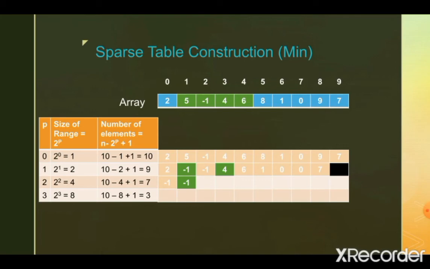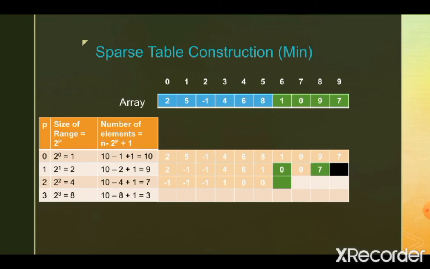So again, we are not iterating through all the elements of the original array from 1 to 4 to compute the minimum. We are just seeing the two values from the previous row, and then from those two values we are considering the minimum value and putting it here. Now the same process we are going to repeat for the remaining elements.